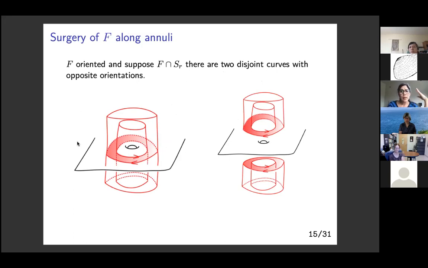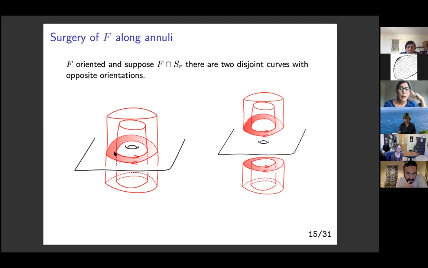So what we did, a key step to get rid of these annuli that show up outside the product region, was to perform what we call surgery of F along annuli. So we are considering Seifert oriented surfaces for the knot. Since the Seifert surface is oriented, every time we have a torus level, that torus level intersects the Seifert surface in two curves with opposite orientations. So we know that these curves are parallel on this torus level, so they co-bound an annulus.